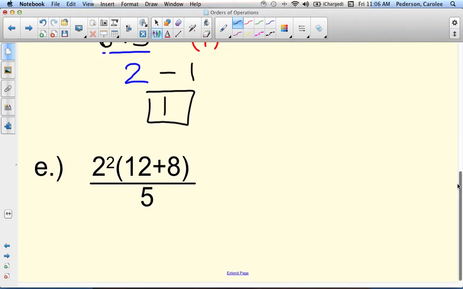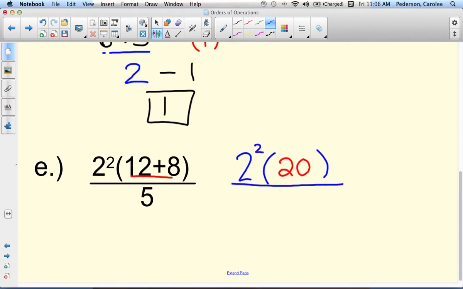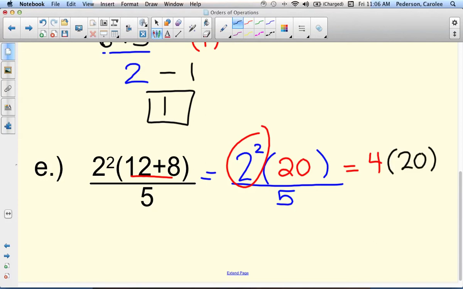Our next example has a parentheses. So we take care of that first. 12 plus 8 is 20. Leave everything else alone. The 2 squared, the division, and the 5. Now the next step is to take care of exponents. Well, there's an exponent right here. 2 times 2 is 4. And then we still have the 20 divided by 5.